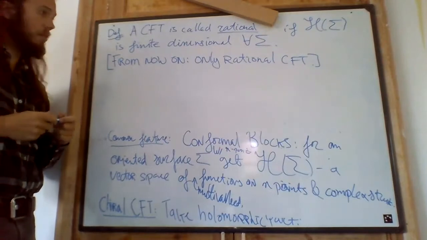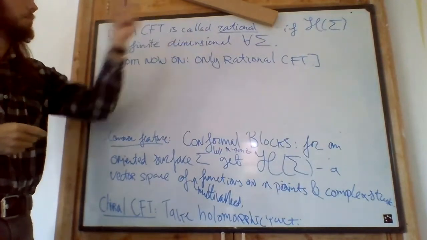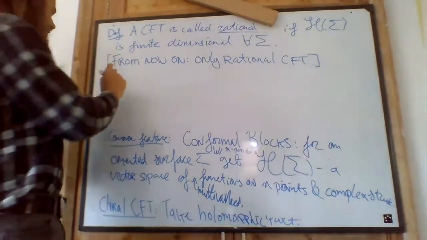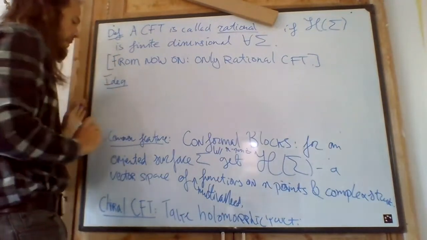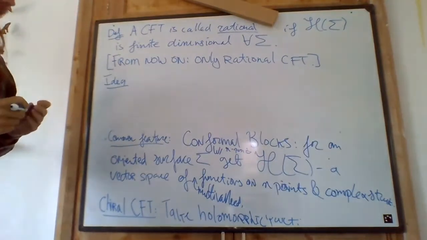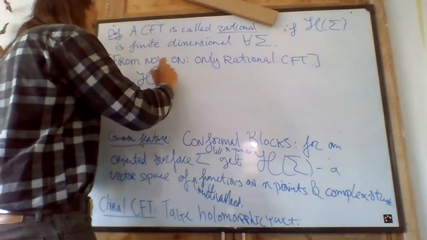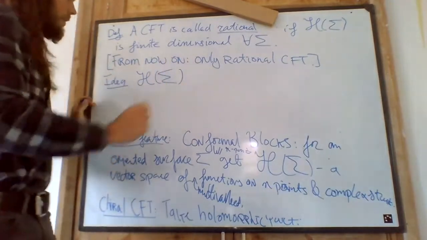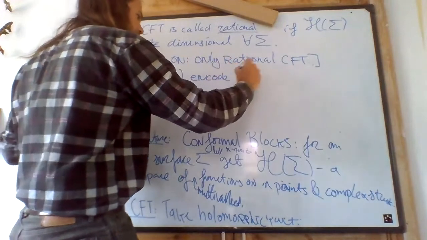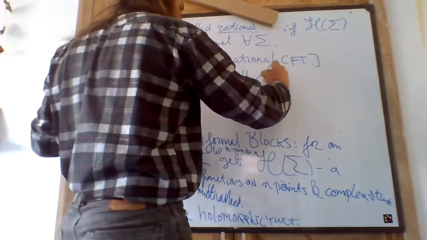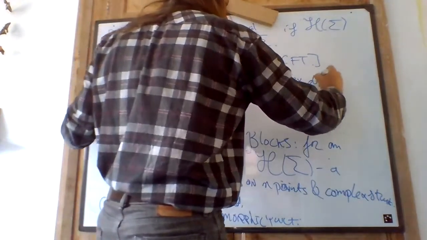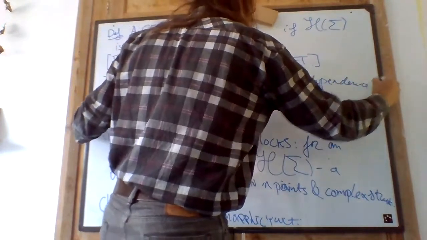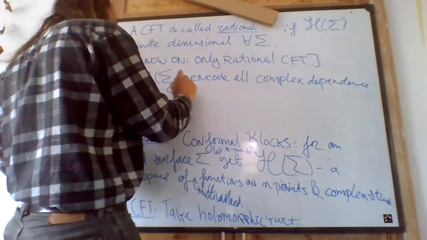So we're going to put ourselves in the position where this particular vector space is always finite dimensional. Okay, and now the idea behind the FRS construction is that these vector spaces, well, that was not how you write sigma. These vector spaces encode all the complex dependence, or the kind of dependence on the complex structure and the holomorphicity and such, of the CFT.